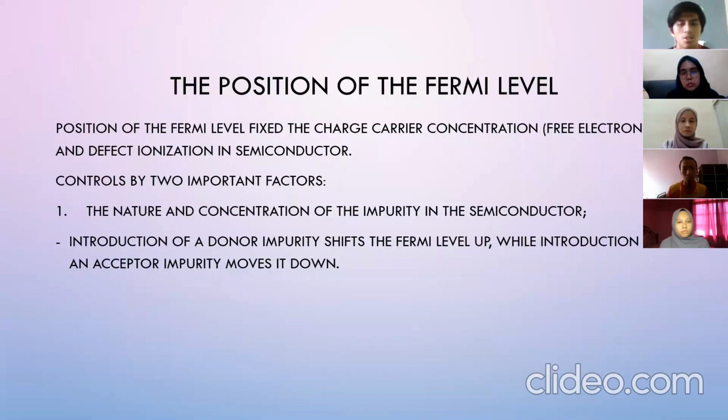Okay. So the position of the Fermi level is always fixed by the charge carrier concentration, which is the free electrons, and defect ionization in the semiconductor. However, as environmental factors change, they may affect the position of the Fermi level. There are two important factors that affect it: the nature and concentration of the impurity in the semiconductor. As we introduce a donor impurity to the system, it will shift the Fermi level up, while introduction of an acceptor impurity will move the Fermi level down.